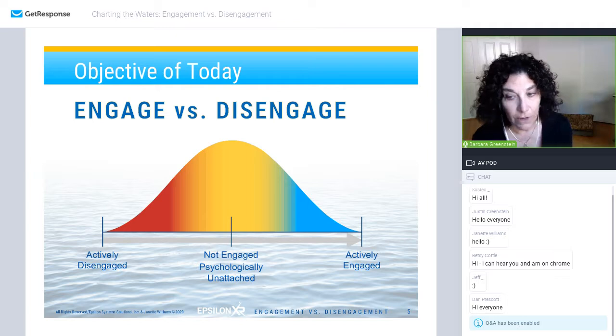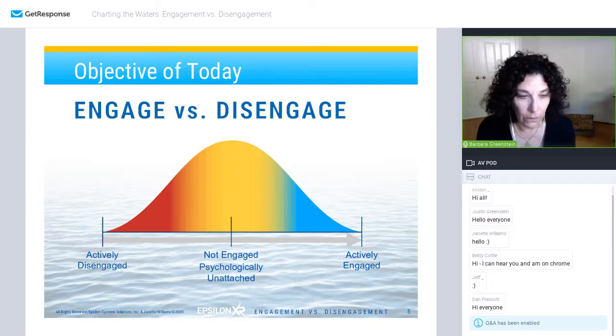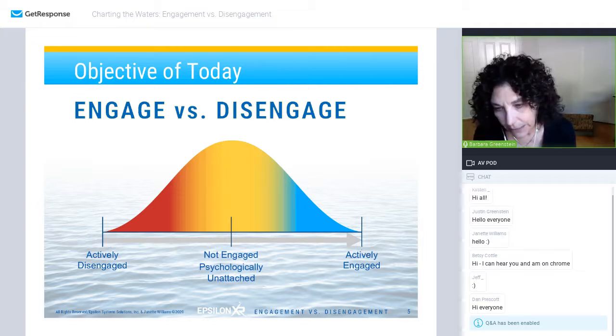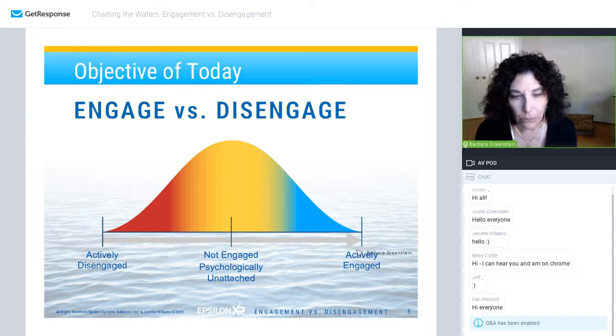And first of all, we want to define what is actively engaged, what is not engaged, and what is actively disengaged. Because what we're going to be talking about throughout this session is it's time to figure out how to move the needle. When we look at this picture here, how to move the needle from actively disengaged over to actively engaged. So we're hoping to have an active discussion on how to make this happen with our activity today.